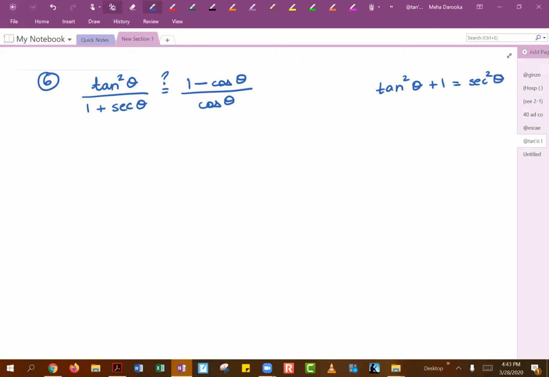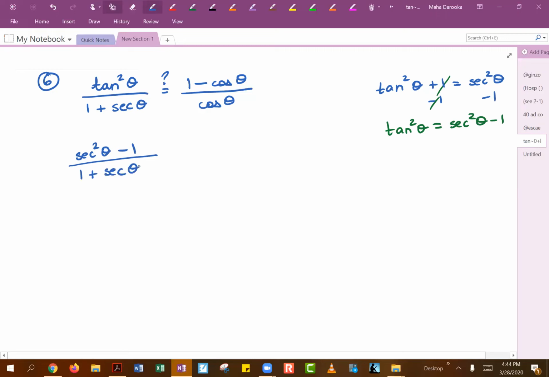And then if you just get tangent by itself, move that 1 to the other side, sorry. You end up getting tangent squared theta is equal to secant squared theta minus 1. So I'm actually going to rewrite my numerator as secant squared theta minus 1 and leave the denominator as it is. So your secant squared theta is in that part of a squared minus b squared.